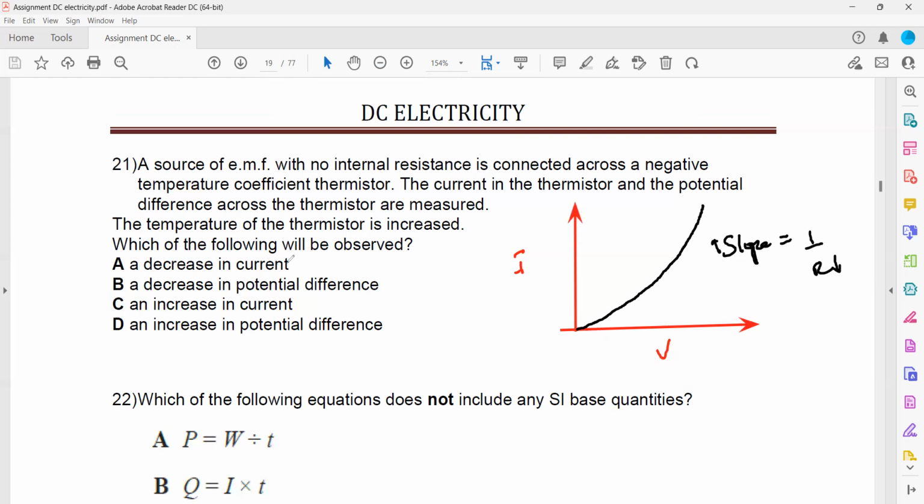decrease in current, that is not the right answer. Why is decrease in current not correct? Because the resistance of the thermistor is decreasing, and resistance is a ratio between voltage and current.